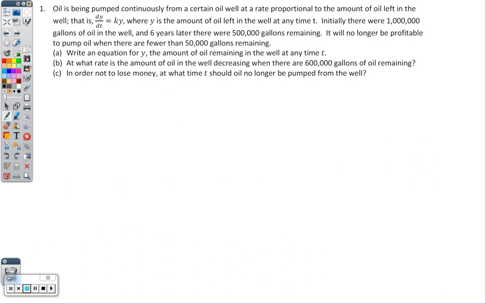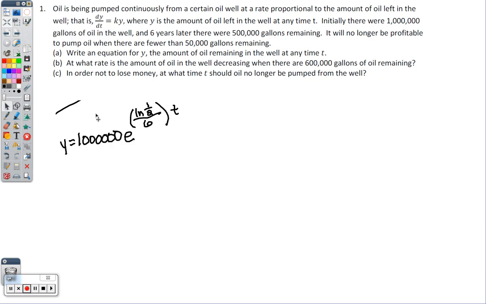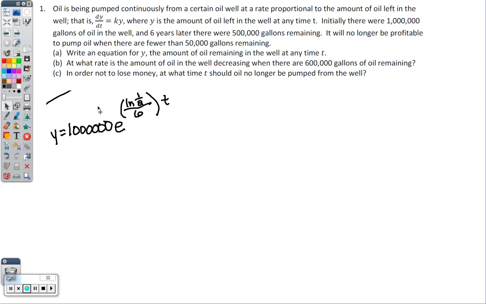Okay, and then finally, let me paste our function in here again one more time. In order to not lose money, at what time t should oil no longer be pumped from the well? So remember that it will be no longer profitable to pump oil from the well when there are fewer than 50,000 gallons remaining, right? So basically, they want to know, when will this be equal to 50,000 gallons, right? And at that point, that's when we stop. When it hits 50,000, that's when our profit margin stops.